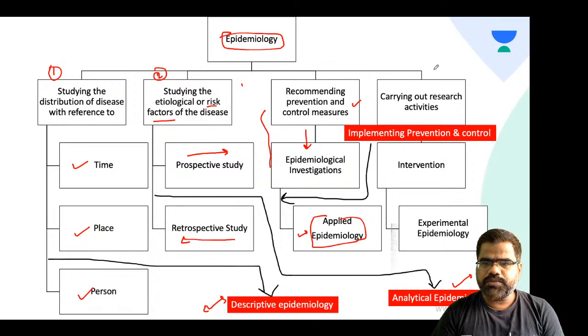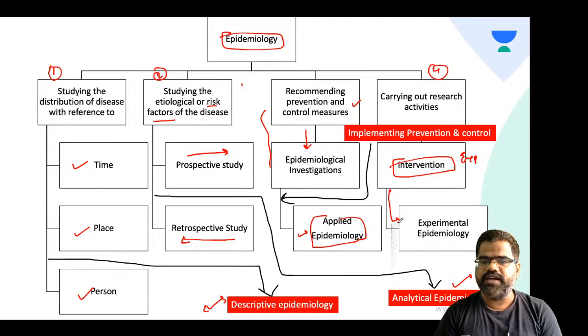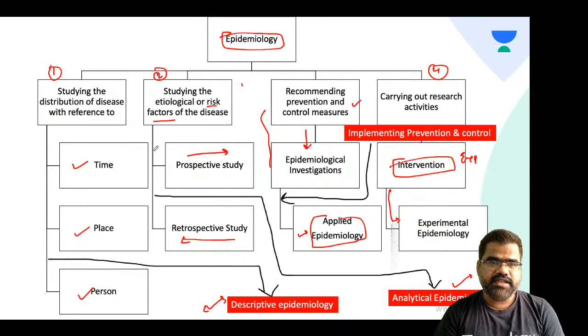Now, the fourth box, if you see, you also want to carry out research activities by intervention. You want to do certain intervention, certain experiment. If you're doing an experiment or intervention, can we say this is experimental epidemiology? So this is one way of trying to understand epidemiology.